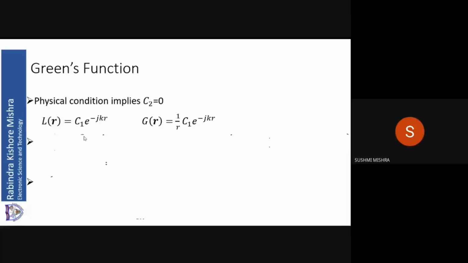Therefore, GR will be 1 upon R into C1 e to the power minus jkr. Now, the task is to find out what is C1. We have found out C2 to be 0. If we find out C1, then our job is done. We will be happy. GR will be found. Once GR is found out, we can find out A. So our task is to find out what is C1.